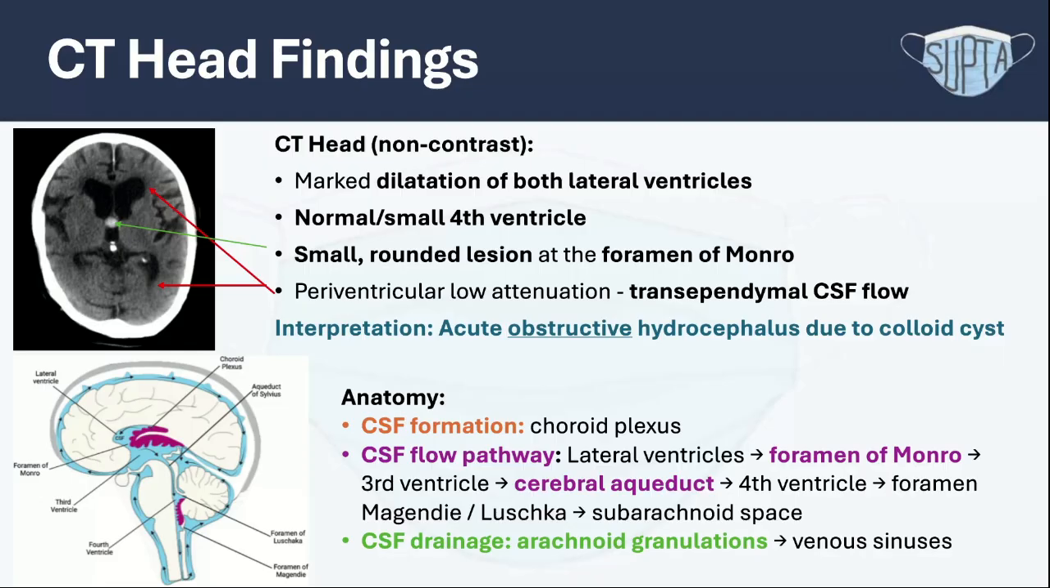So the take-home message from this slide is enlarged lateral and third ventricles, a normal or small fourth ventricle, a lesion at the foramina of Monro, and transependymal flow together point to the obstructive hydrocephalus due to a colloid cyst.